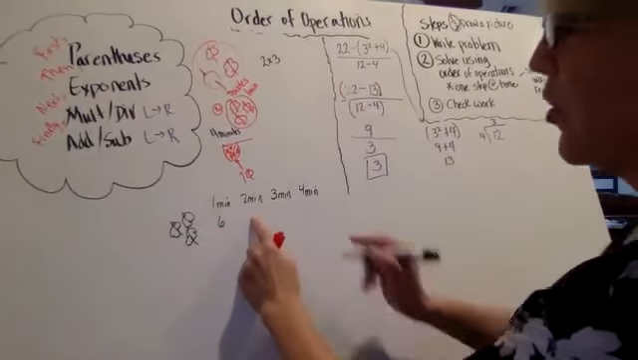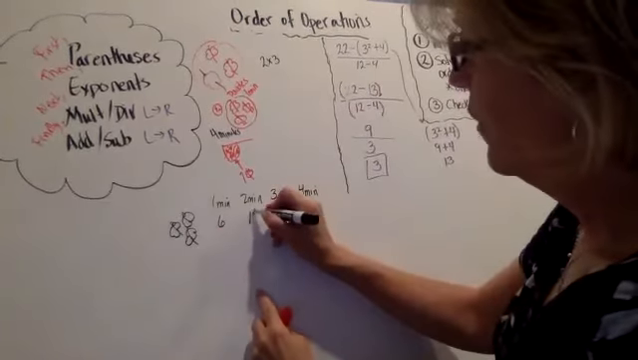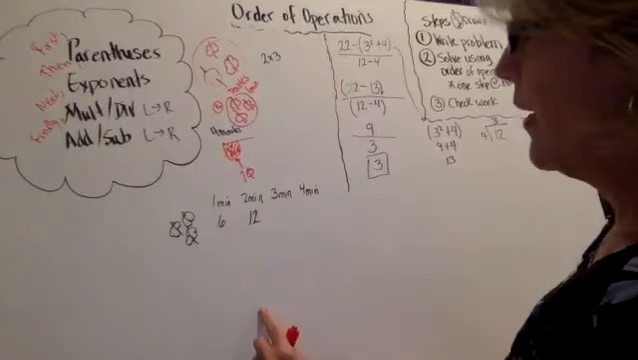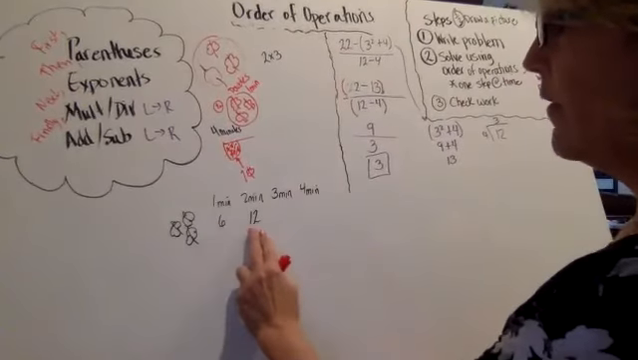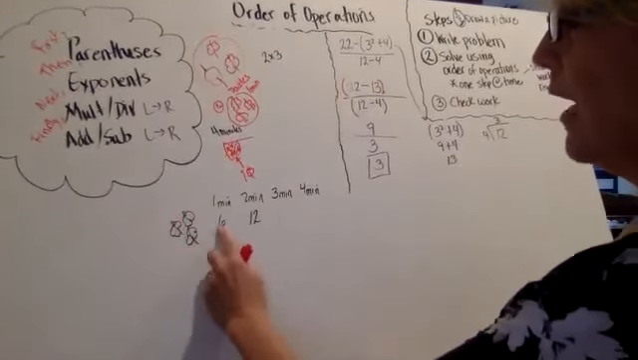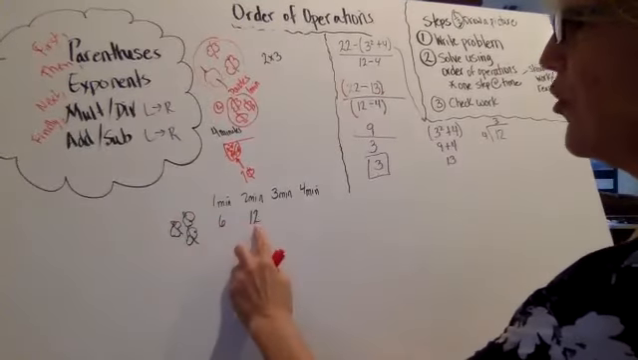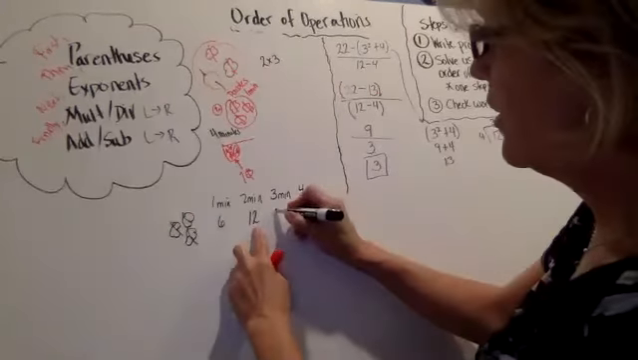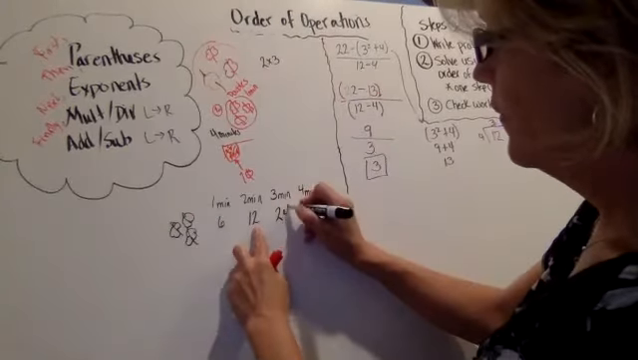When 2 minutes goes by, now she'll have 12 butterflies, right? Because the number of butterflies doubles each time. So we start with 3. After a minute, she's got 6. After 2 minutes, she's got 12. After 3 minutes, she'd have what? 24.